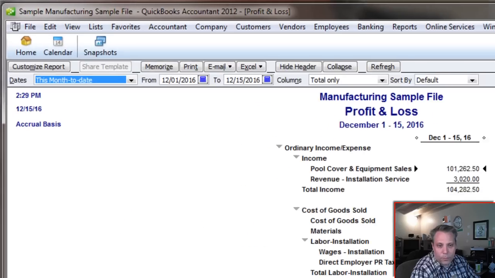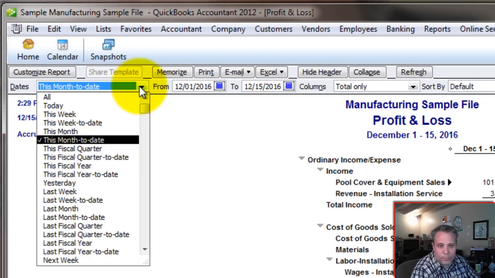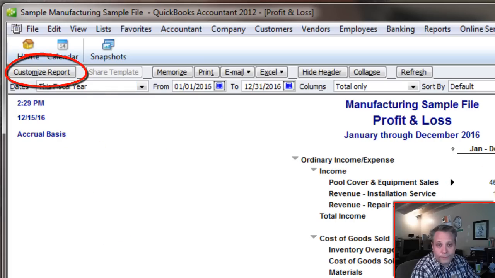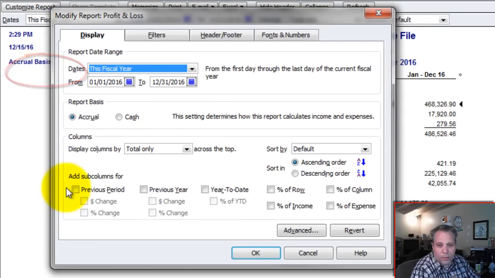Normally we'd set it for last fiscal year, but since I'm in a sample company file, I'm going to set it for this fiscal year. And then I'm going to come in here to customize the report. And what I want is I want the previous year, and I want the percent change.